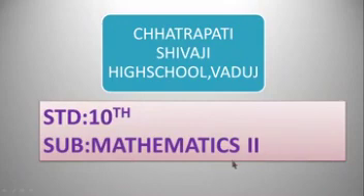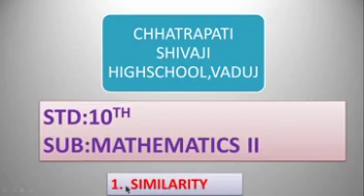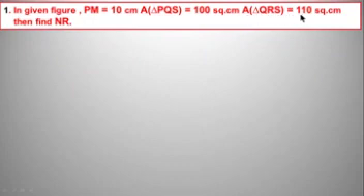In mathematics part 2 we will study some examples from chapter number 1, similarity. Example number 1: in a given figure, PM is equal to 10 centimeter, area of triangle PQS is equal to 100 square centimeter, area of triangle QRS is equal to 110 square centimeter. Then find NR. See this figure.